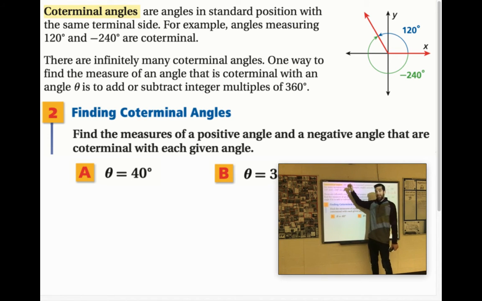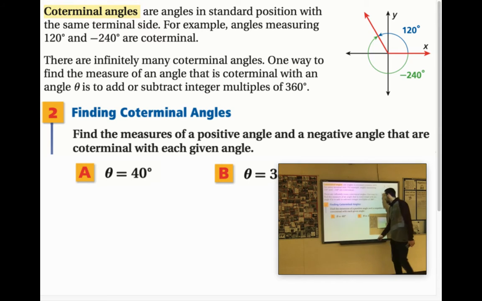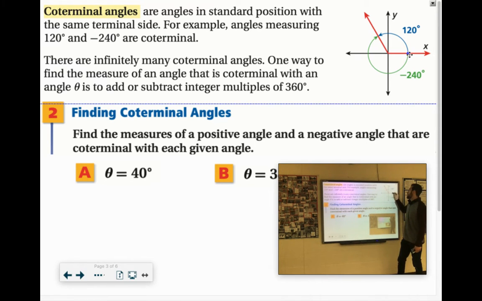Coterminal angles are angles that show up in the same location. So if you look here at the diagram, an angle of 120 degrees ends up being right there. Also, negative 240 degrees ends up in the same location. So these are coterminal angles.